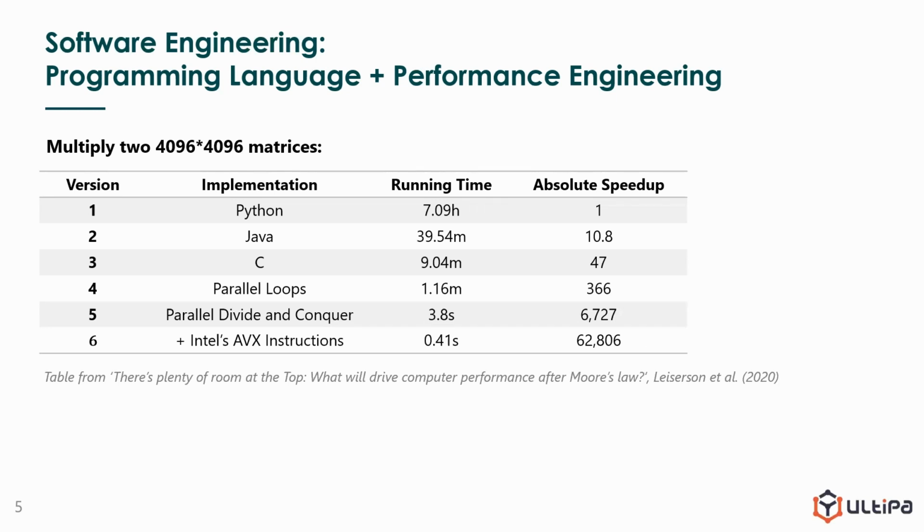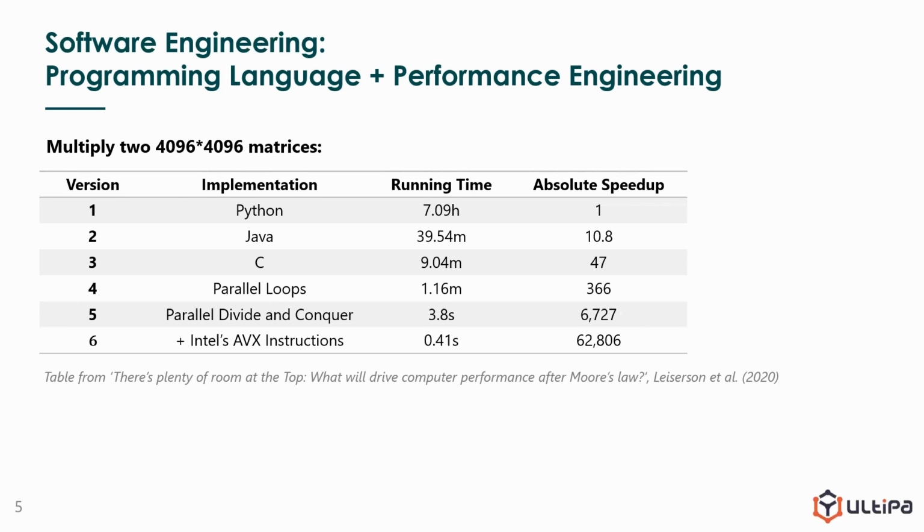It comes from a paper published by some MIT computer scientists. The authors want to illustrate the potential gains from improved software engineering. So they considered a simple problem of multiplying two big matrices. The experiment starts with Python. This popular high-level programming language takes around 7 hours to compute. In version 2, coding in Java produces a speedup of 10.8 times.